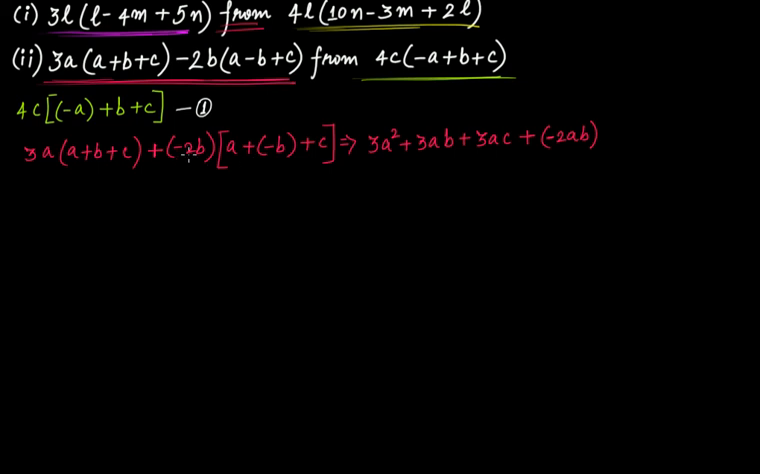Then you have minus 2b, this plus sign here first, minus 2b multiplied by b. Let me write it here, minus 2b multiplied by minus b.